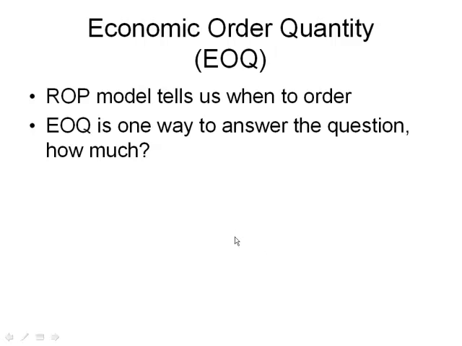Okay, let's change gears. So the reorder point model tells us when we need to order. In other words, at what level of current inventory do we need to place an order for a replenishment. It doesn't tell us how much do we need to order. One way to answer the question of how much do I need to order is with what's called the economic order quantity model.